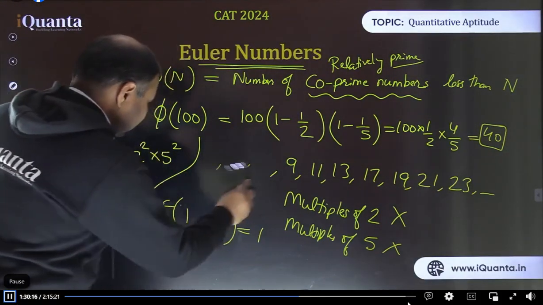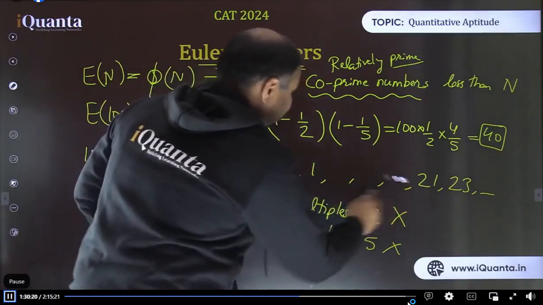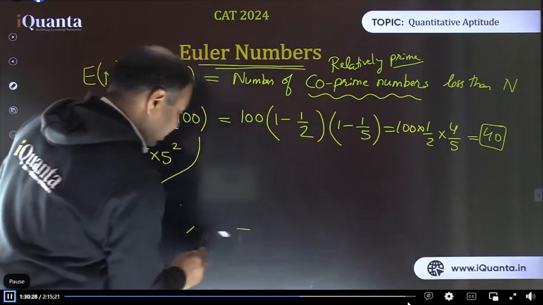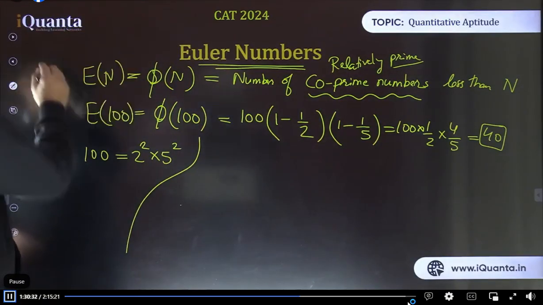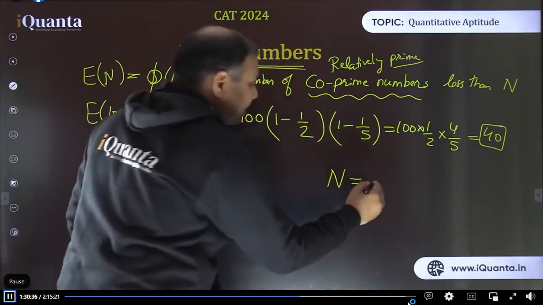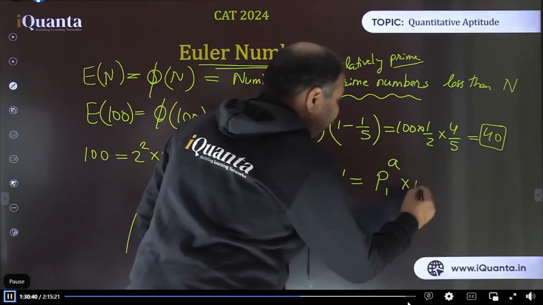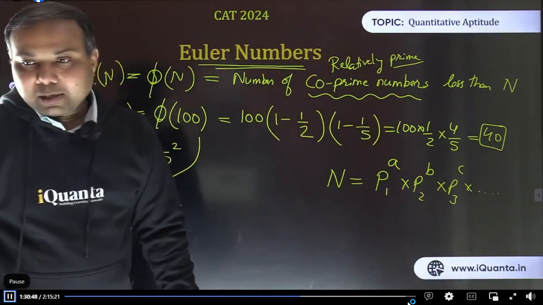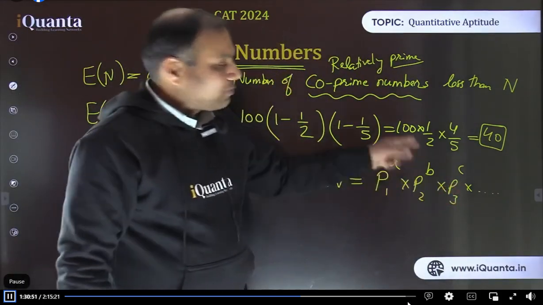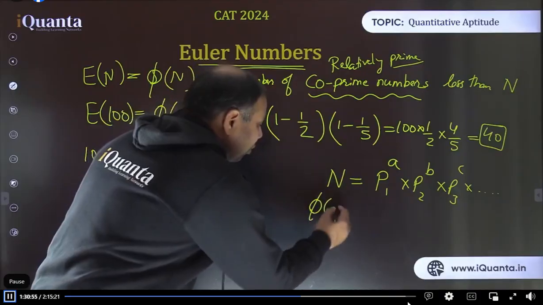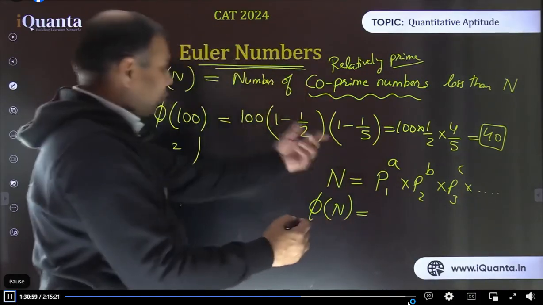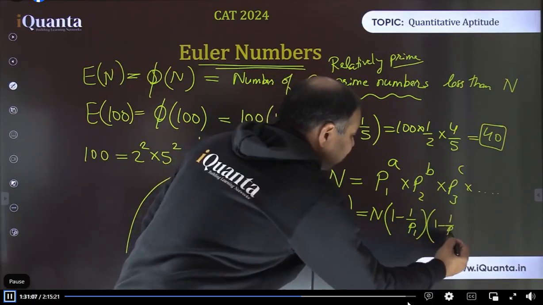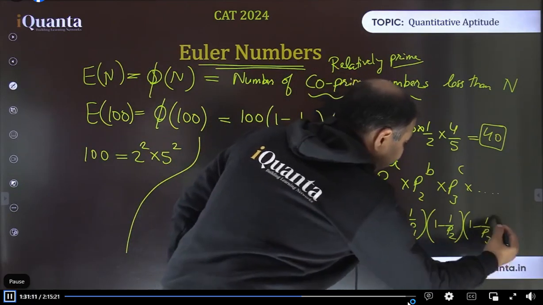Let me erase this part. Okay, so in general, if you are having any number n whose prime factorization goes like this, p1 raised to power a, p2 raised to power b, p3 raised to power c, and so on. This is just a prime factorization as we wrote earlier also. So p1, p2, p3 are different prime numbers with their respective powers. So now this phi of n, or Euler number of n, is given by an expression similar to this one. It is n into 1 minus 1 upon p1 into 1 minus 1 upon p2, 1 minus 1 upon p3, and so on.